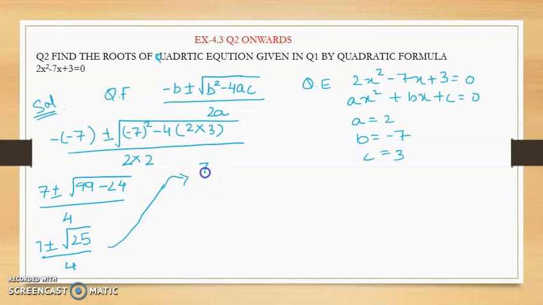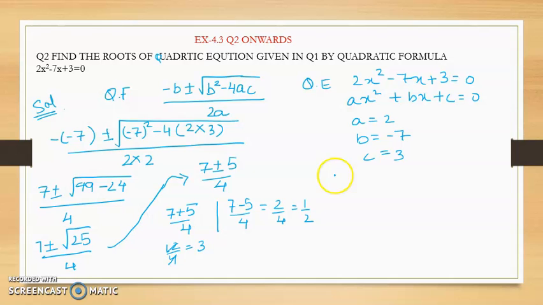Followed? So 7 plus minus 5 upon 4. Don't ask me how from root 25 I got 5, because root 25 is a perfect square, which is of 5. So 7 plus minus 5 by 4. This means you will solve 7 plus 5 upon 4, and 7 minus 5 upon 4. Clear? 7 plus 5 is 12. 12 divided by 4 is 3. 7 minus 5 is 2, 2 by 4, which is equal to 1 by 2.